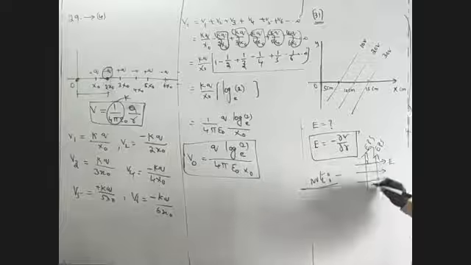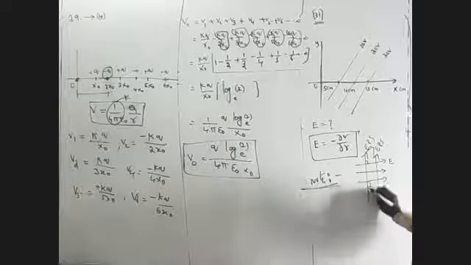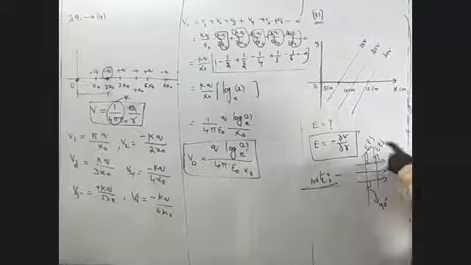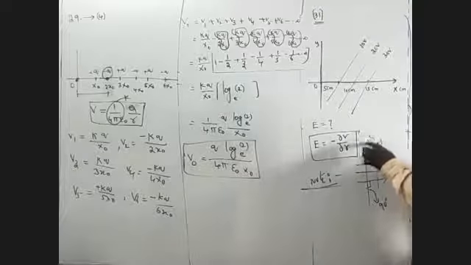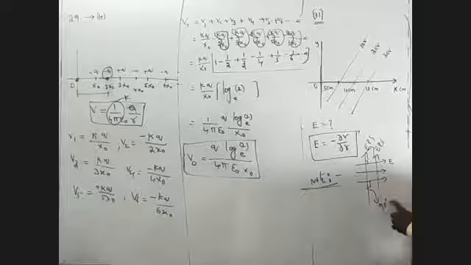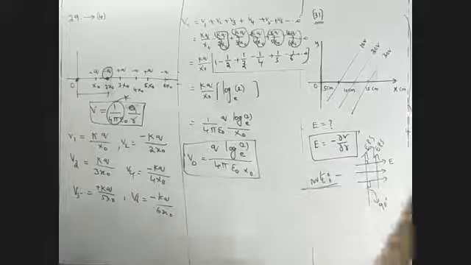What is the angle between E bar and the equipotential surface? Here it is 90 degrees. What is the angle between E and EPS? 90 degrees. Keep that in your mind.